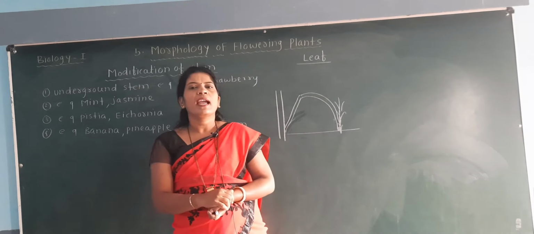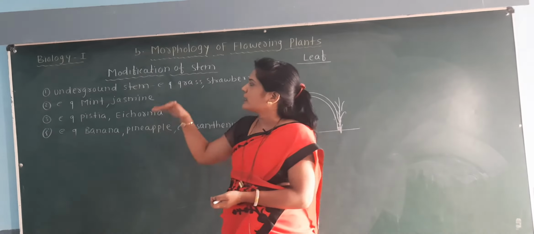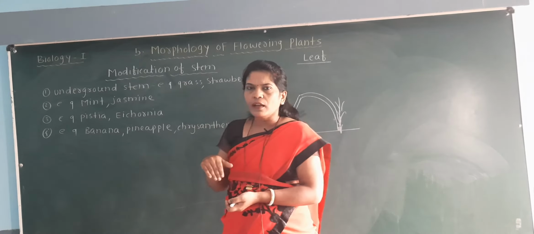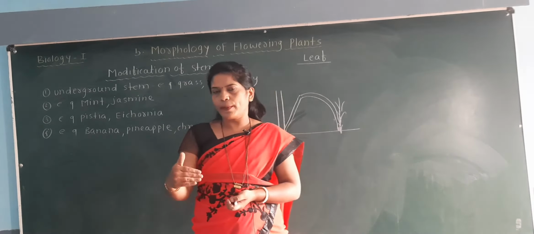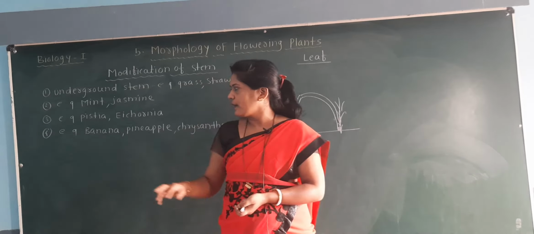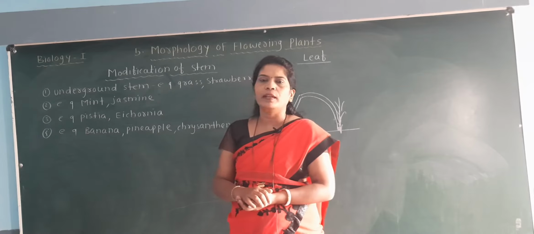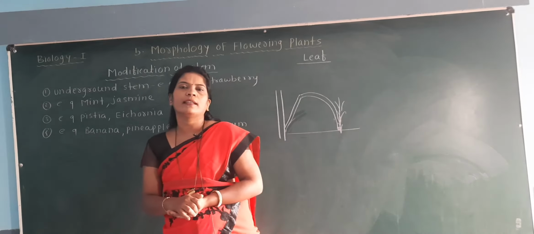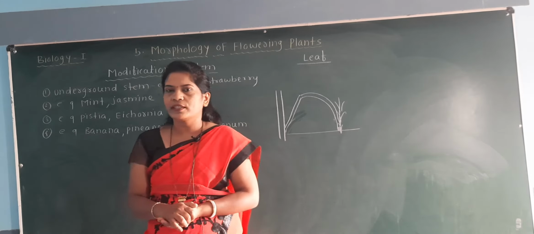In the mint and jasmine, why does the stem get modified? For production of the new plant. In another word, we call it a vegetative propagation. In the strawberry and the grass, why does the stem get modified for the vegetative propagation? So these are the modifications of the stems mainly for production of the new plant that we call vegetative propagation.